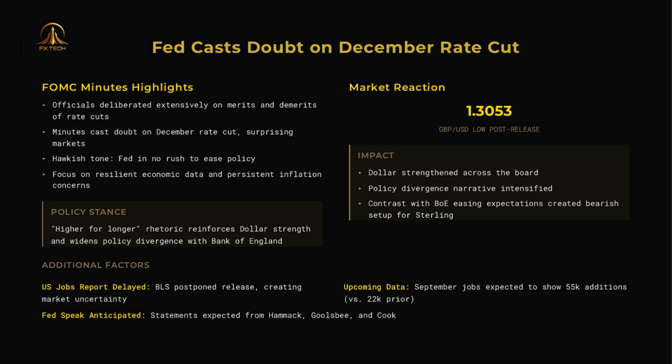The hawkish tone suggested that Fed officials are in no rush to ease policy, especially given resilient economic data and persistent inflation. British pound to US dollar dropped sharply to 1.3053 following the release. The contrast between growing expectations for Bank of England easing and the Fed's higher-for-longer stance created a policy divergence narrative that became the dominant driver of sterling weakness for the remainder of the week.